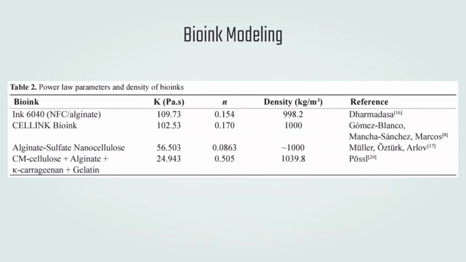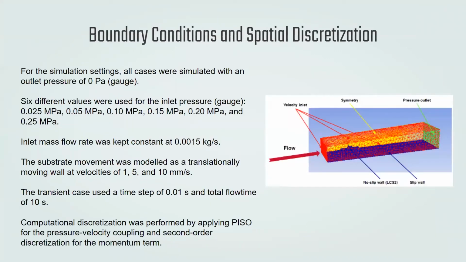There are several bioinks that have been considered for this study, coming from 4 different references. However, in the end, the Ink 040 NFC alginate mixture with a viscosity of 100.73 and a density of 998.2 is used. The boundary conditions and spectral discretization are as follows, where the outlet pressure is set at 0 Pascal gauge pressure, which means that the absolute pressure is still 1 atmospheric pressure.